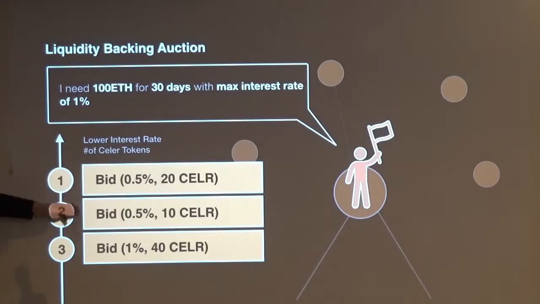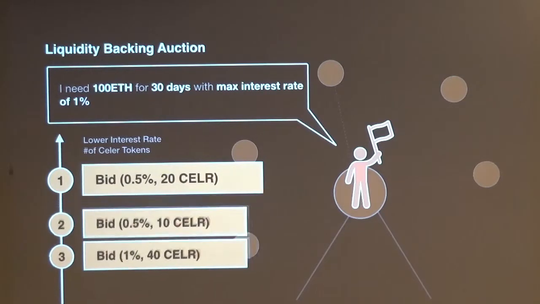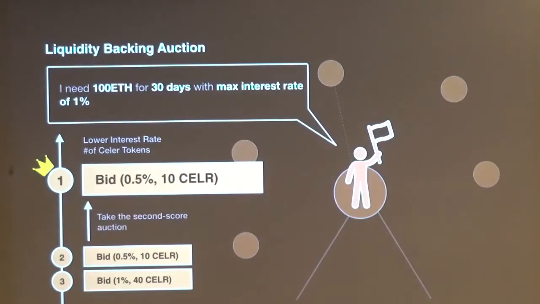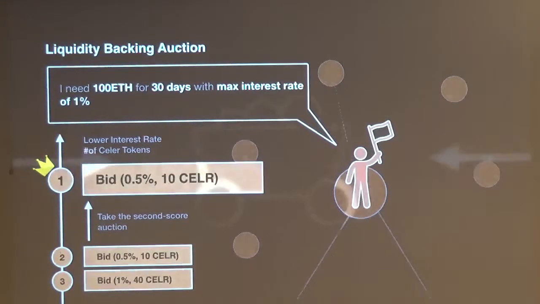But the difference between these two bids is that this first bid is also at the same time saying that I'm willing to stake 20 Celer token as kind of my priority note. So the Celer token here also serves as an additional functionality of priority determination between different bids. So basically, if you have more Celer token, statistically speaking, you will have more chances to be used as a backing asset and therefore earn more interest. So then we take the second score auction. That's kind of some detail.